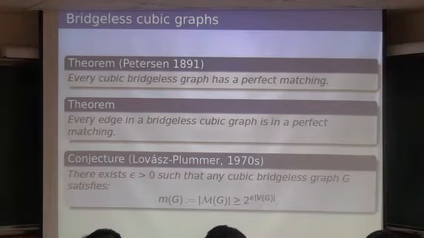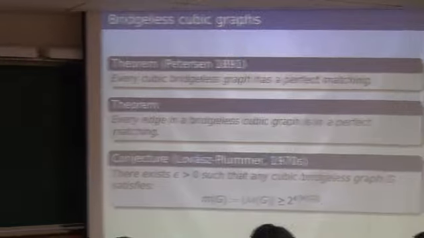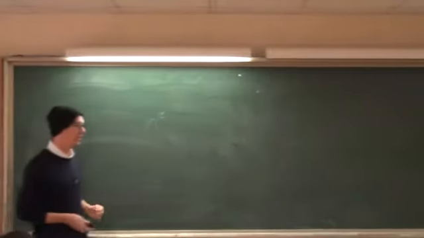Petersen, 120 years ago, proved that every bridgeless cubic graph has a perfect matching. This is a pretty elementary exercise. And you can easily show that every edge in a bridgeless cubic graph is in a perfect matching. So that means that every bridgeless cubic graph has at least 3 perfect matchings. And we want to prove that it has at least n to the epsilon for some universal constant, positive epsilon.